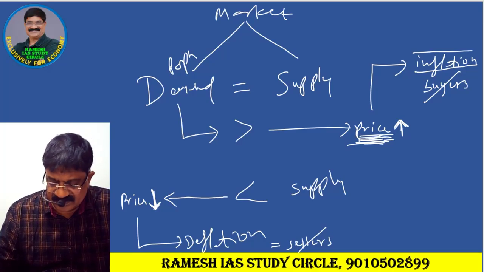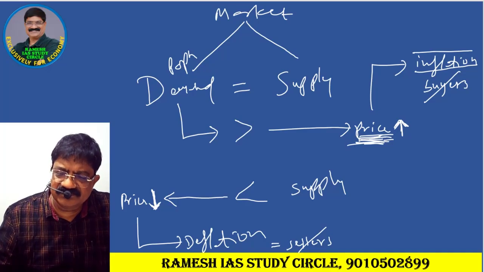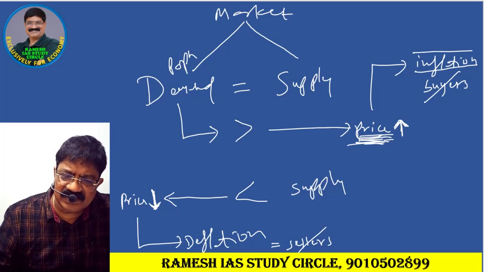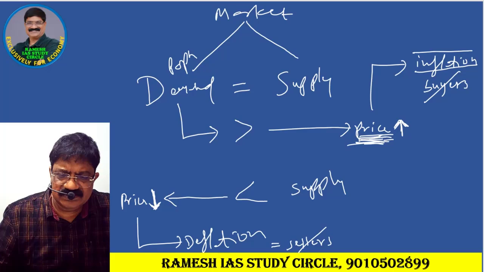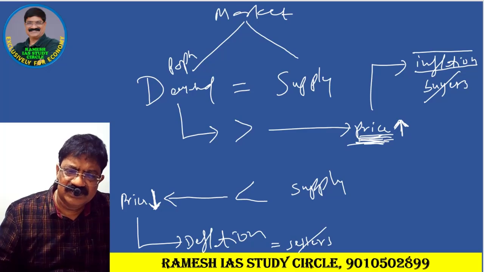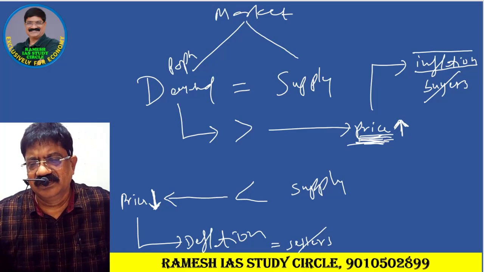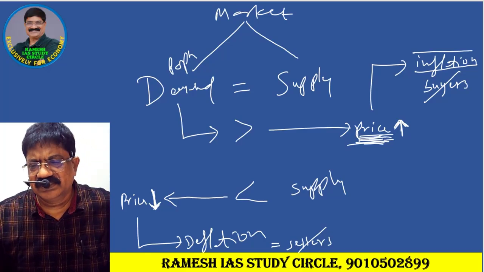So price rise is treated as inflation, price down as deflation. So that's why both inflation and deflation are economic problems. Why? Because we have to save the sellers also, we have to save the buyers also. So buyers and sellers are a must for the market. For example, in the inflation period, buyers disappear. So sellers also disappear.